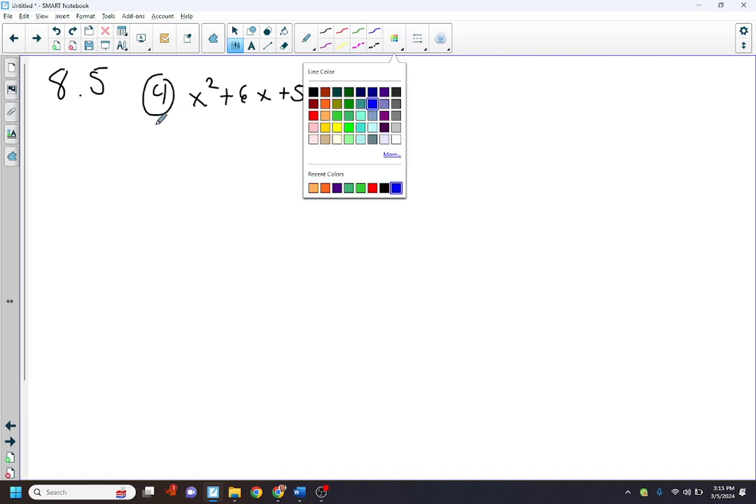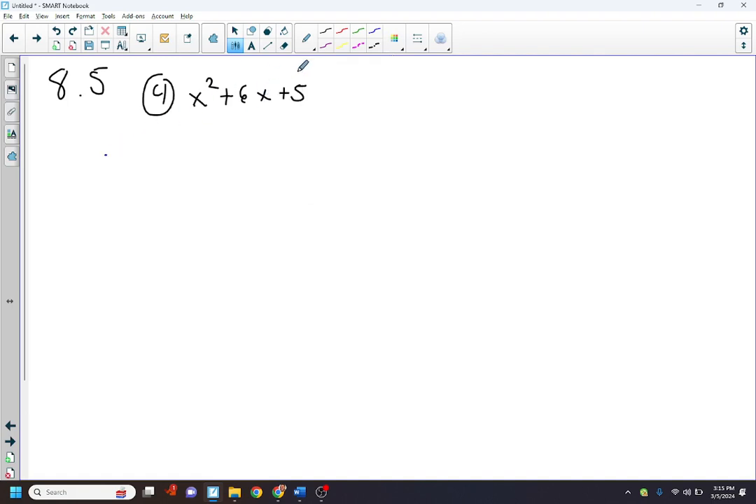Again, we're looking for what multiplies to C and adds to B. Another way to remember it is: add to the middle and multiply to the end. So all I did is point out what B and C are. You always multiply to C.